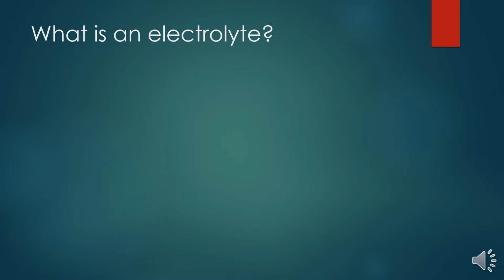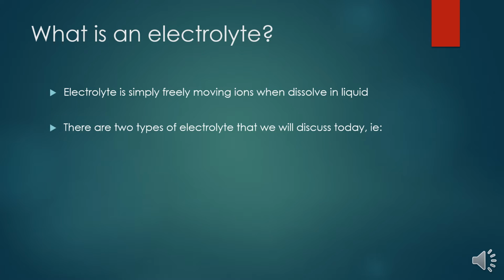First of all, let's take a look at what is an electrolyte. An electrolyte is simply freely moving ions when dissolved in a liquid. In this case, it is water, an aqueous solution. You are also aware what ions are. They are electrically charged atoms. Okay, so there are two types of electrolyte that we will be discussing today. That is strong electrolytes, and number two is weak electrolytes.